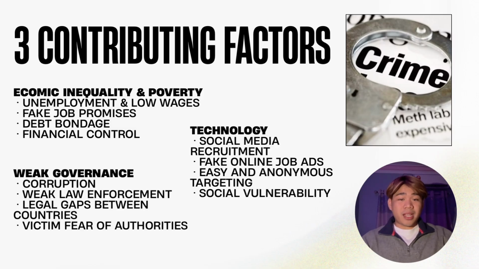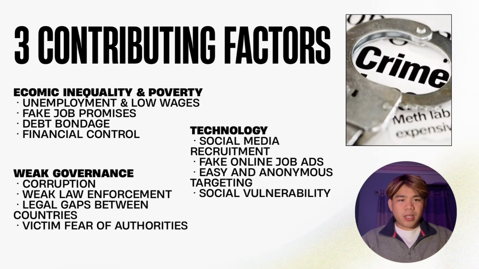So we will move to the next slide, which is three contributing factors. There are three main factors that contribute to modern slavery and human trafficking. The first one is economic inequality and poverty. Many victims come from poor backgrounds with limited education and job opportunities. Traffickers exploit this desperation by offering fake job promises, free accommodation, and a better life. Once recruited, victims are often trapped in debt bondage, where traffickers charge high fees for travel, documents, and housing, forcing victims to work long hours under poor conditions to repay debt that is impossible to clear.